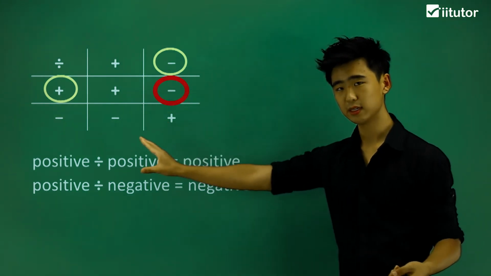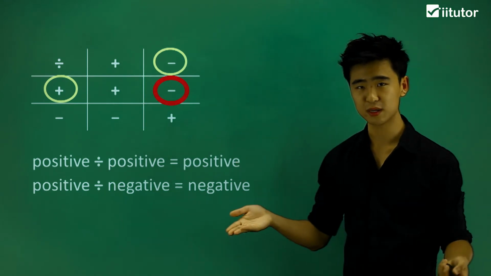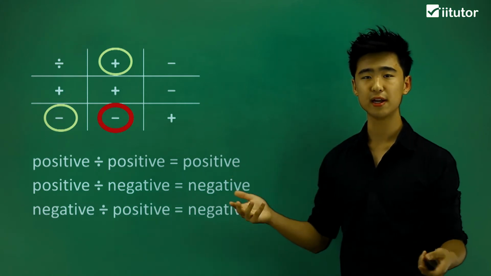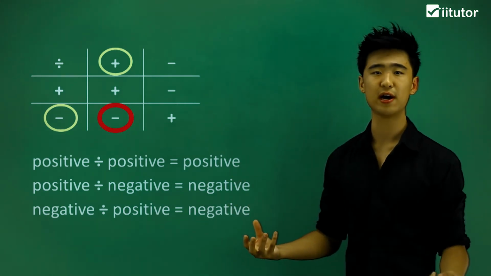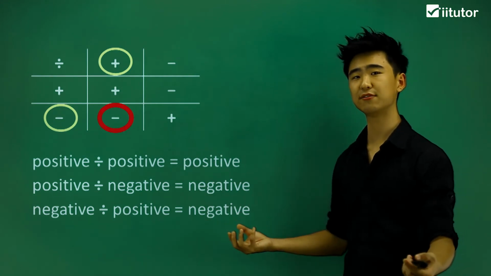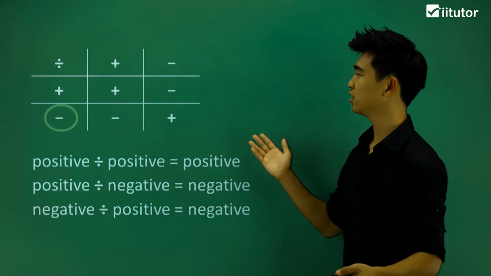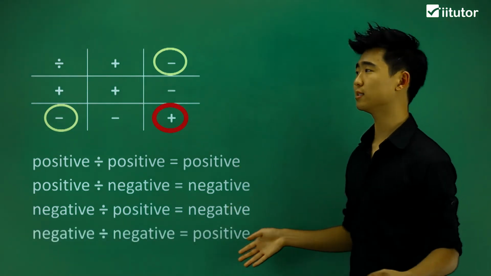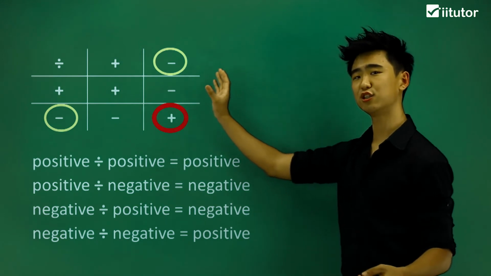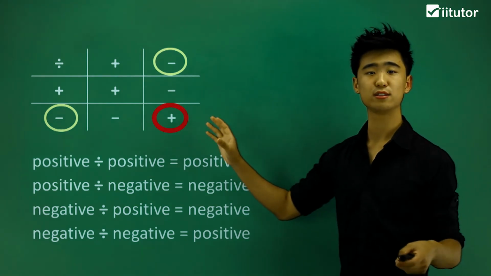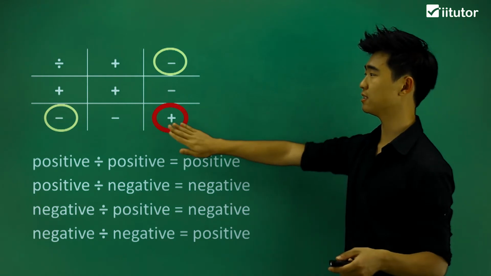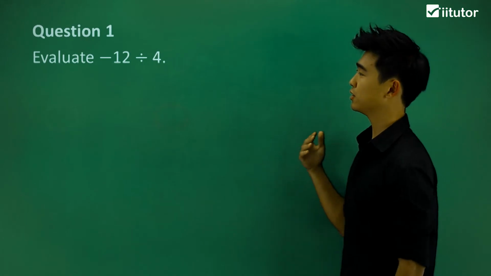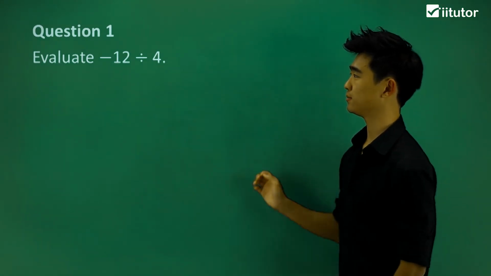Similarly, a negative number divided by a positive number will be a negative number. And finally, when I have two negative numbers divided by each other, negative divided by a negative will give me a positive. Like I said, if you're familiar with multiplication of these signs, divide is also the same thing. This is a guideline of this table. Now, once we know that, let's jump into question number 1.